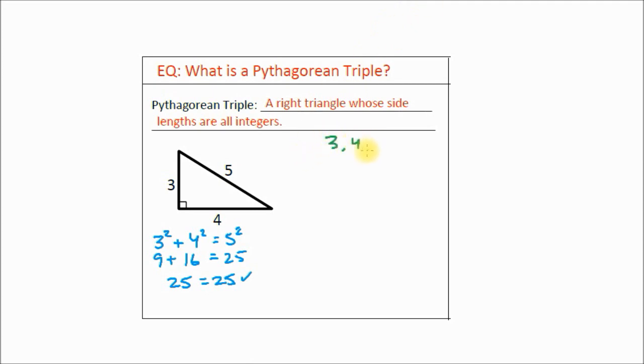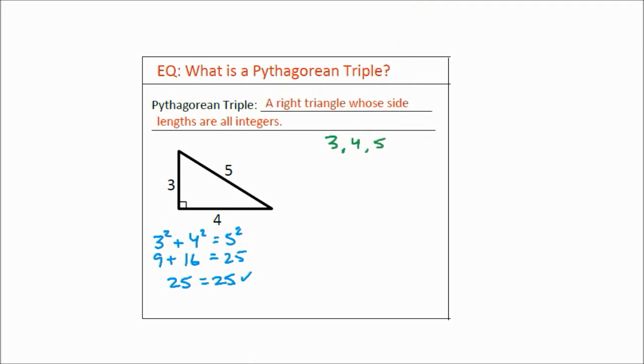So 3, 4, and 5. If on a test you ever see a right triangle and I give you 2 of the sides, the 3 and the 4 have to be the legs because the 5 is the biggest number, and the hypotenuse is always the biggest number. So if I gave you a 3 and a 4 in the legs and asked you for the hypotenuse, you could just tell me the length of the hypotenuse is 5 because it's a Pythagorean triple.